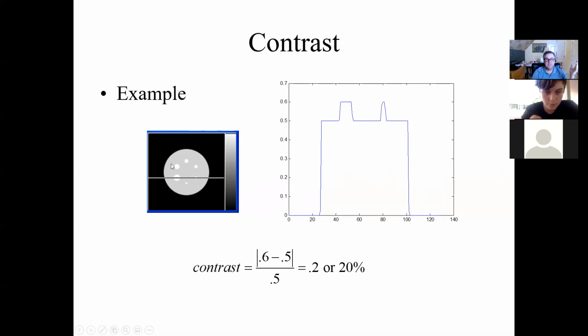So in a simple case, we have this little circle phantom. If we look at a profile here, we see that the big circle is about 0.6 and its immediate background is 0.5. And so it's 20% contrast, 0.2 or 20%. So that's a relatively simple calculation.